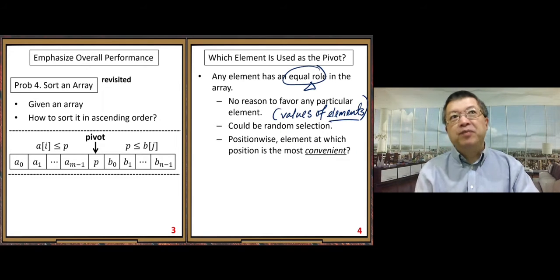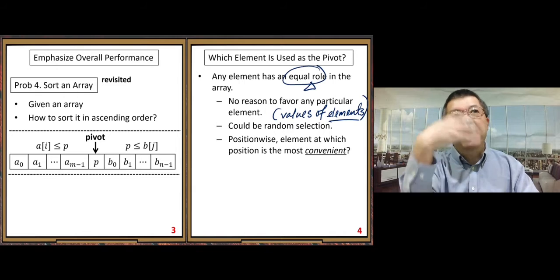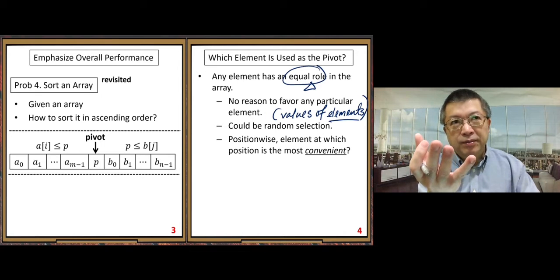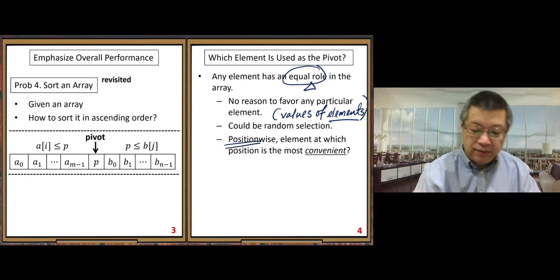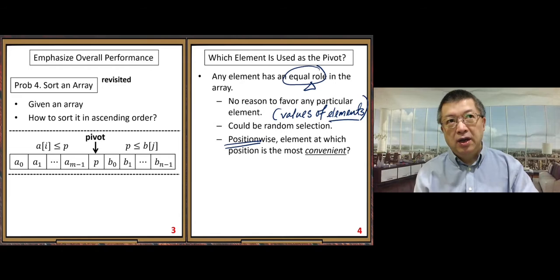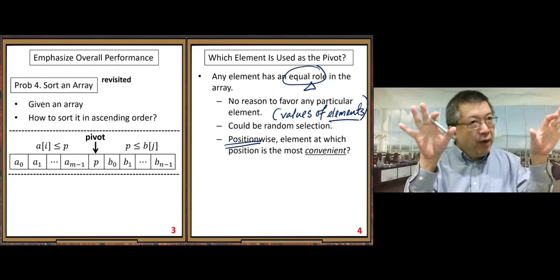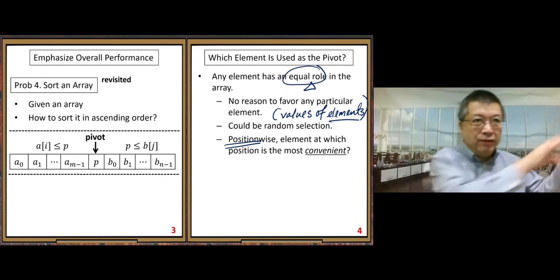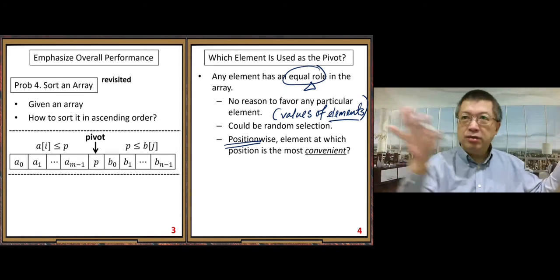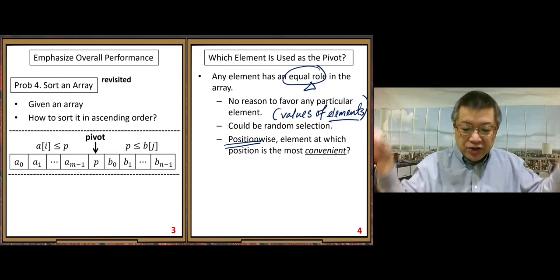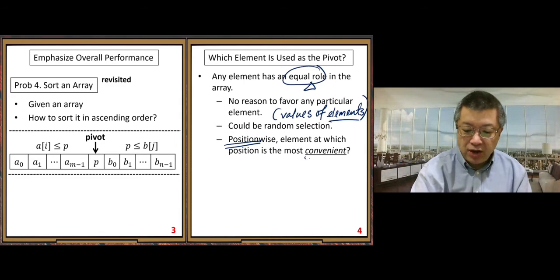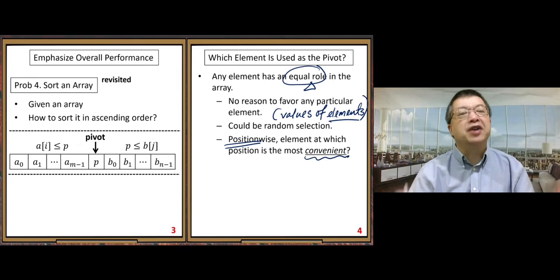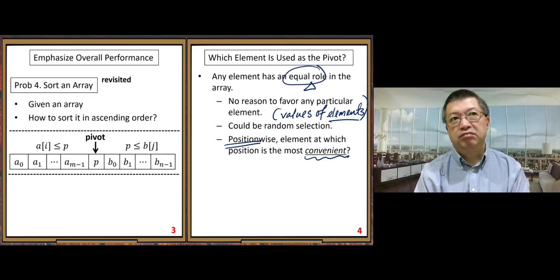But other than value, there is another aspect that is important for this problem. That is the position aspect. The elements in the array, they have different positions, right? From the first one to the last one. The position, quite different. So the position-wise, element at which position is the most convenient to be used as the pivot? This question is meaningful.